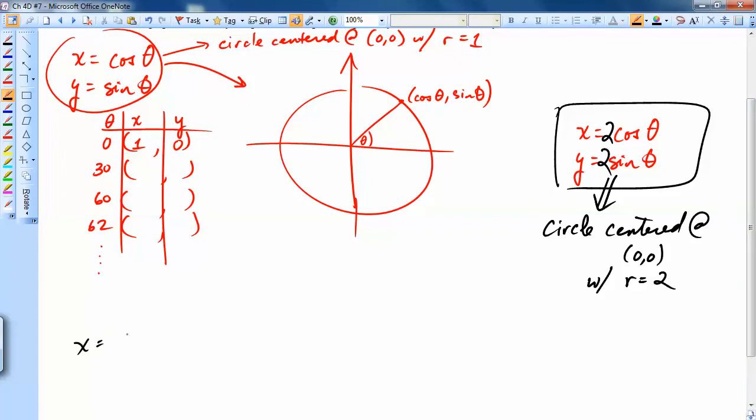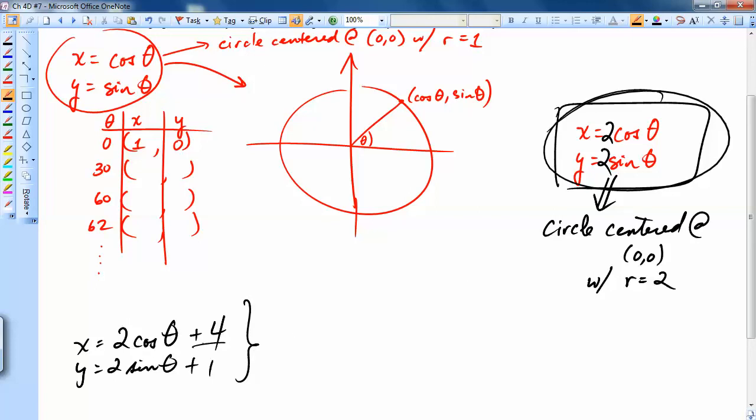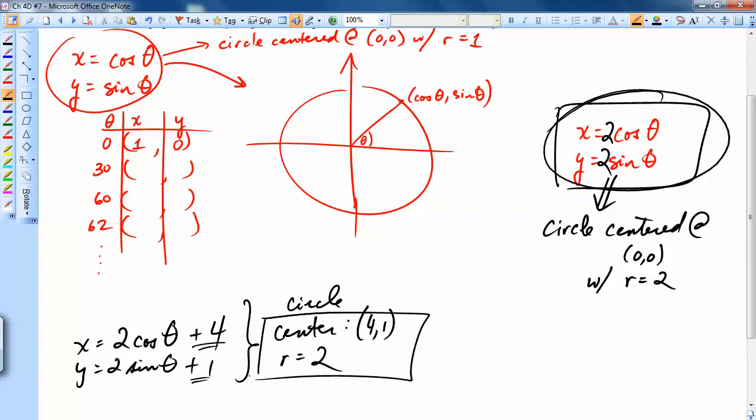So if x equals, let's say, 2 cosine theta and y is 2 sine theta, but I increase the x's by 4 and the y's by 1. So now all that means is I took the same exact circle that I had before, and the x values moved over 4 and up 1. Well, that means that the center moved over 4 and up 1. So the center is now at 4, 1, and it's a circle still. And the radius is still 2. So these are the important ideas.